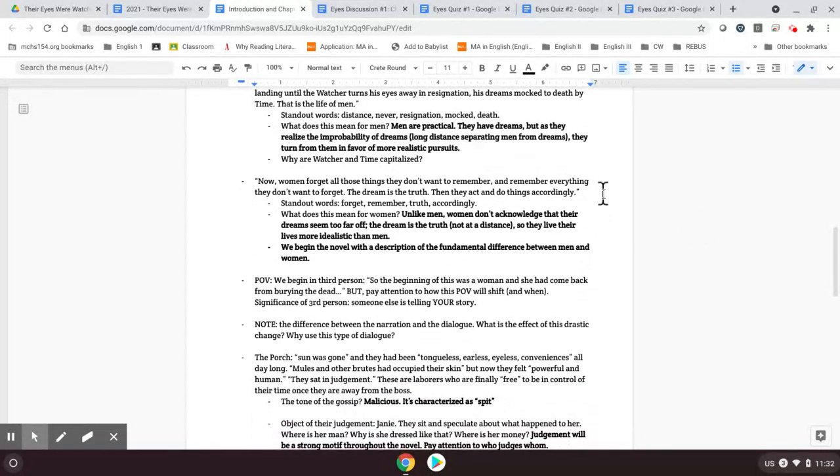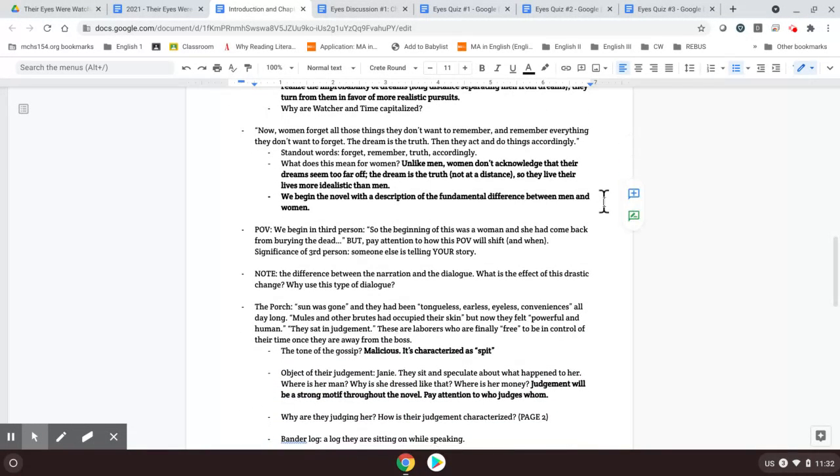The next sentence in chapter 1, immediately following, shifts, and now our focus is on women. "Now, women forget all those things they don't want to remember, and they remember everything they don't want to forget. The dream is the truth, then they act and do things accordingly." So, how does this opening comparison of men and women really help us to think about what Zora Neale Hurston is going to write from here on out in Janie's story? Some standout words: forget, remember, truth, accordingly. So what does this mean?